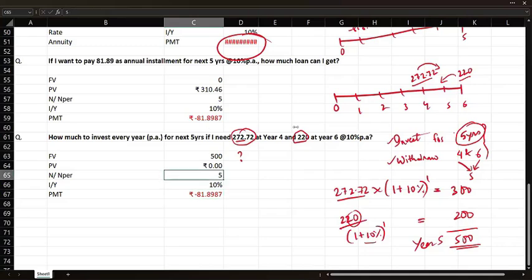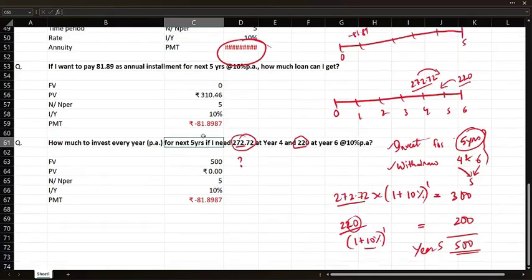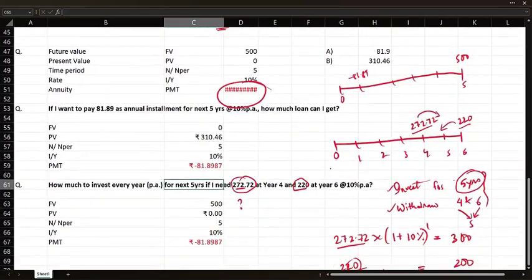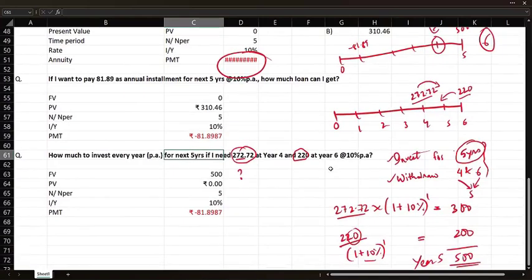But first, let me ask you, this question is the same as the first one. The only thing that changed here is I divided this 500 into two parts. One part we are supposed to receive in the fourth year, another part we are supposed to receive in the sixth year. Okay, so that is what I've done here.